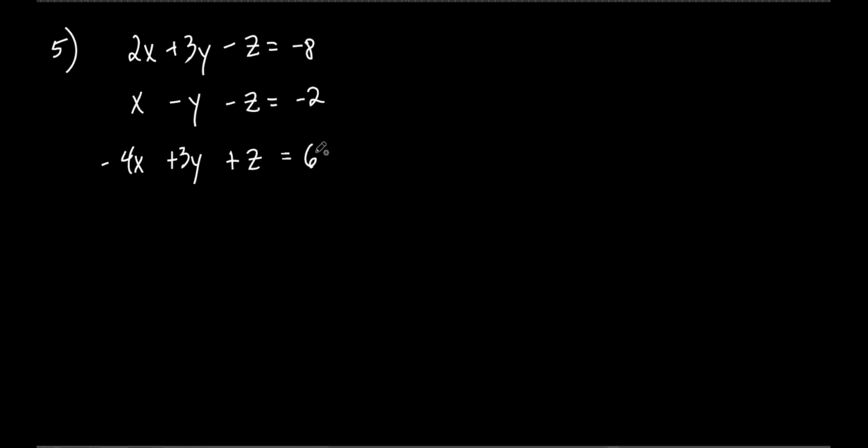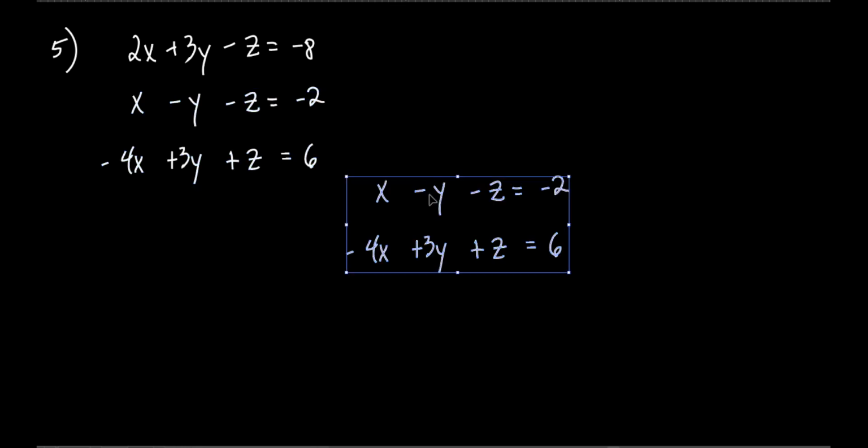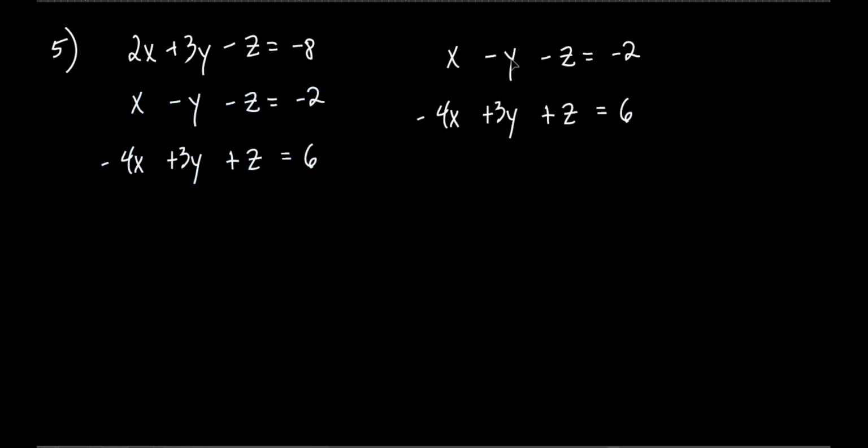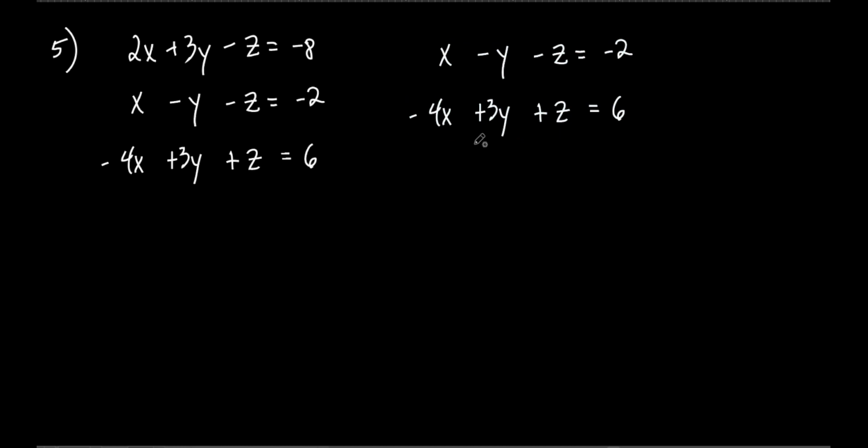All right, let's see. I got rid of the z. Which one would you do to get rid of the z? Yeah, I would do the second and the third. You could do the first and the third, right? But let's do the second and the third. So I am going to just copy and paste this. Saves me rewriting everything.